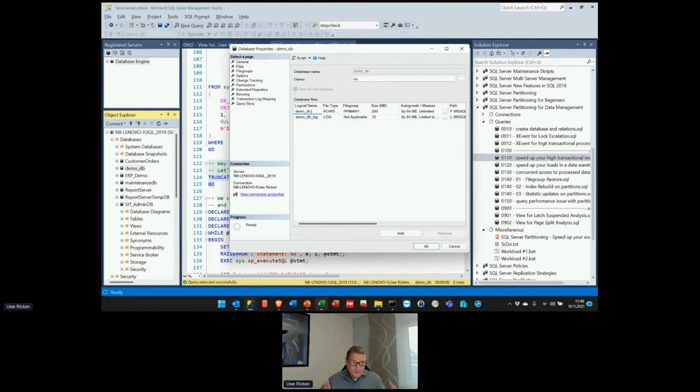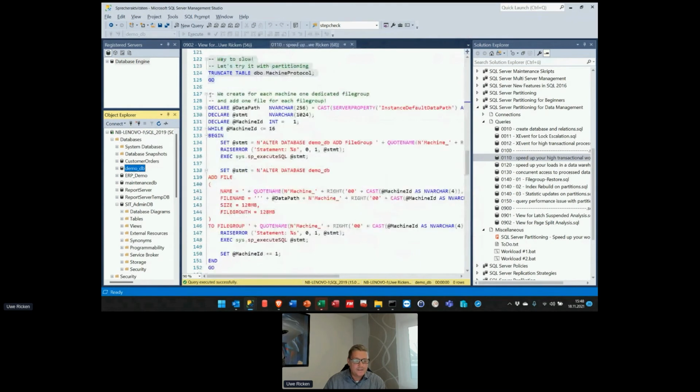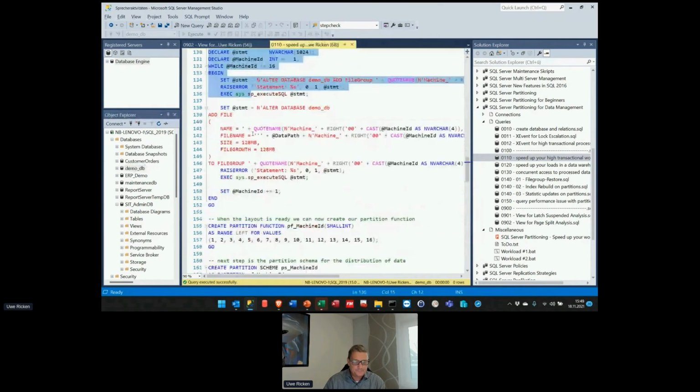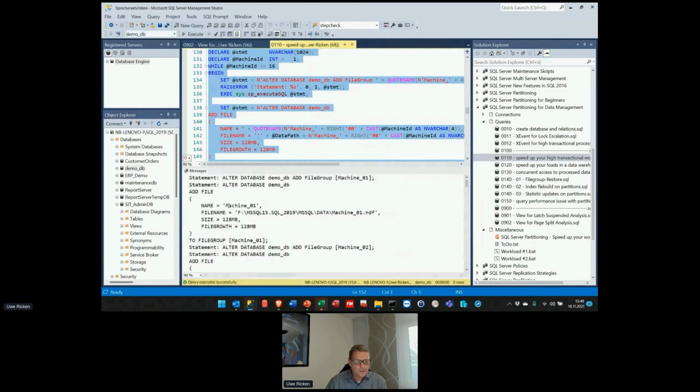So all 16 machines were pushing the data into this single file. And you can understand why this cannot scale. So what I'm doing now is, in the first step, I create 16 file groups. So that goes very fast.